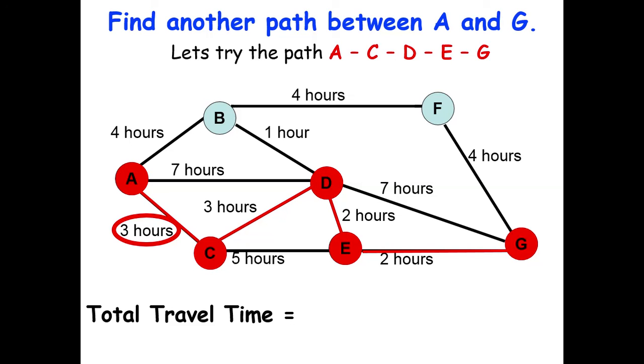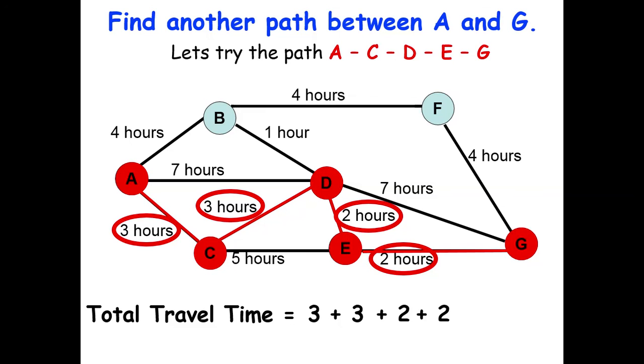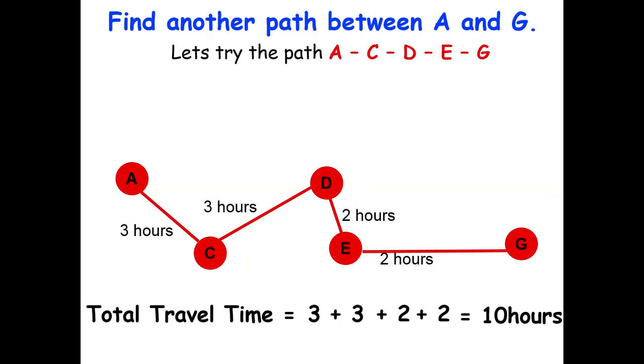Going from A to C would be 3 hours. Going from C to D is plus another 3 hours. From D to E we add another 2 hours, and from E to G we add another 2 hours. So that's going to give us a total of 10 hours. If I took this pathway, that would take me 10 hours. If we took the previous pathway, that took 12 hours. So you can see that we found two different pathways.